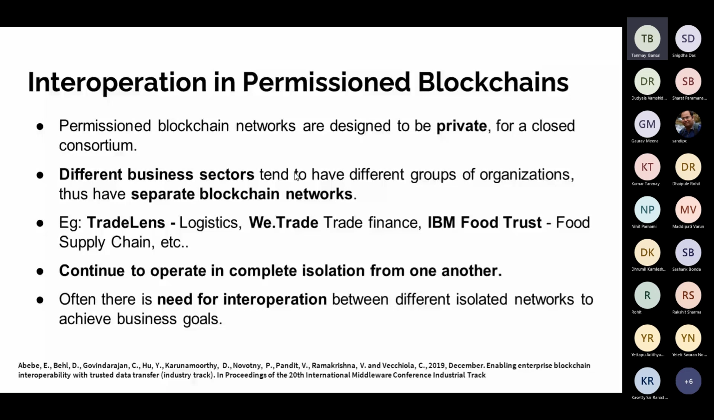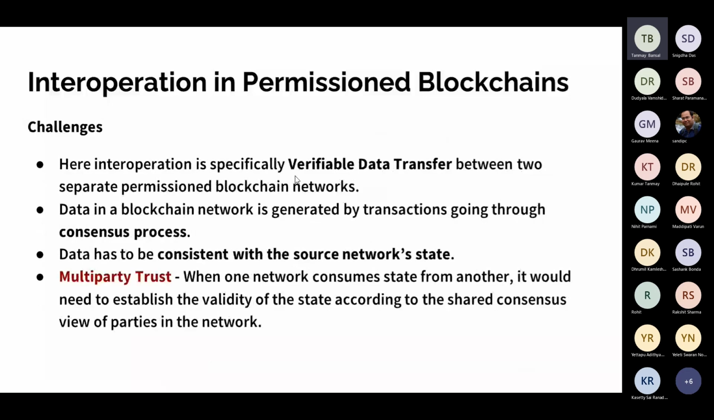And this particular paper, the one that we are referring to, was published in the 20th International Middleware Conference in 2019, in the industry track. It is indeed a paper from IBM, who are instrumental in developing permissioned blockchain, specifically the Hyperledger project. So here are the challenges for interoperation in permissioned blockchains. Here interoperation is specifically verifiable data transfer.